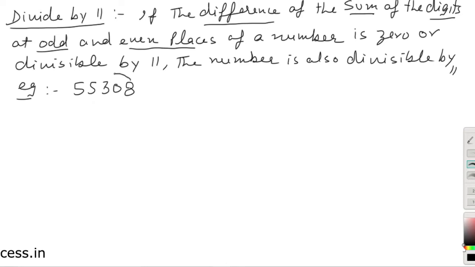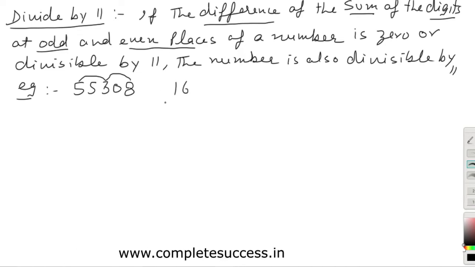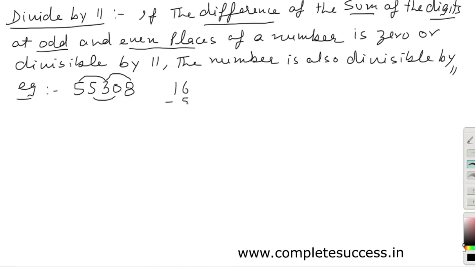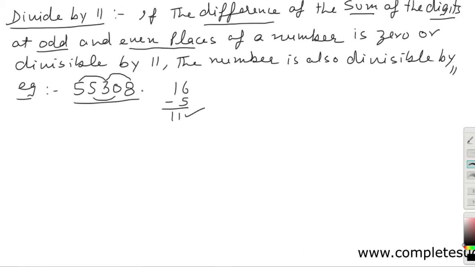So 1st, 3rd, 5th. What is the sum of 8, 3 and 5? It is 16. Subtract. What is the sum of 5 and 0? So the difference is 11, so this number is divisible by 11.